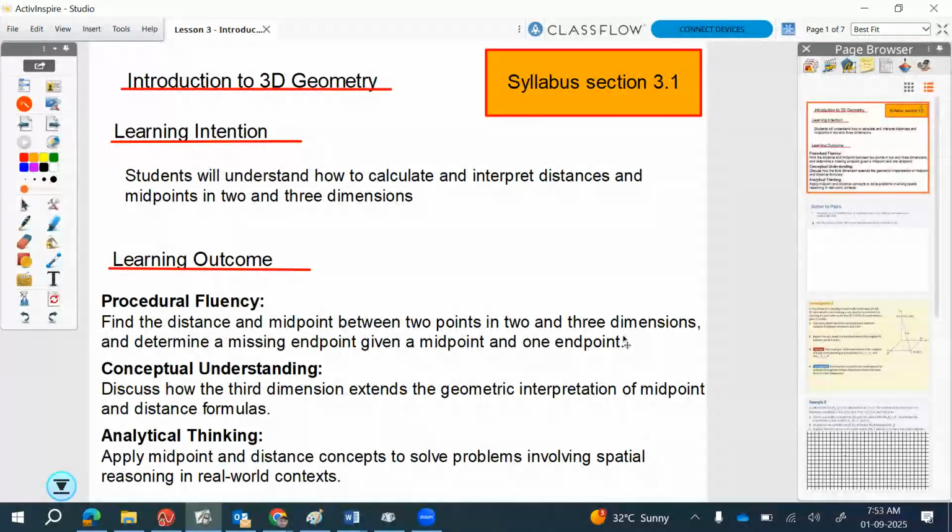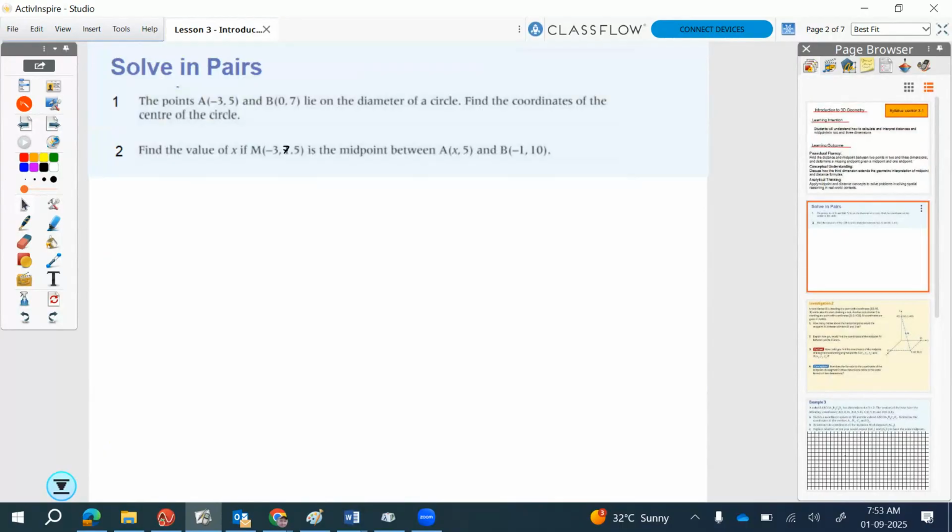Okay, so today we are looking at an introduction to 3D geometry, and our goal for the students today is to be able to calculate and interpret distances and midpoints in 2 and 3 dimensions. So our first problem we're asked to do today is this little problem. The points A and B are on the diameter of a circle, coordinates given. Find the coordinates of the center of the circle.